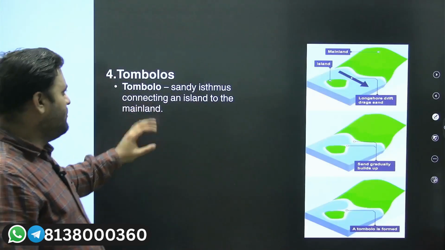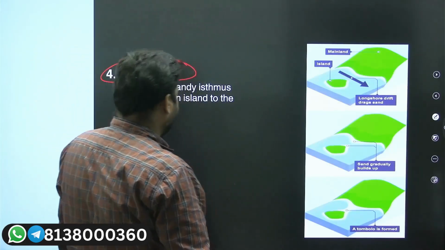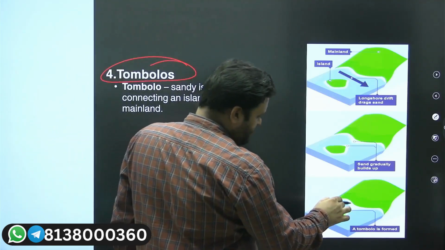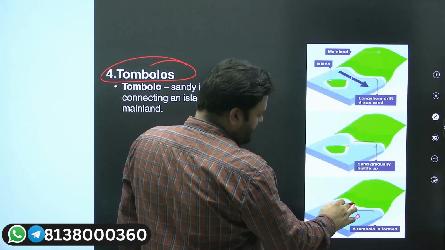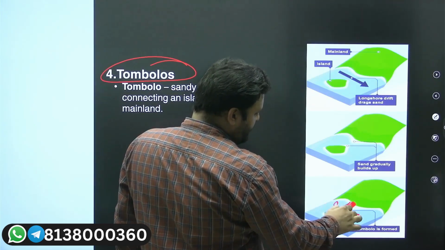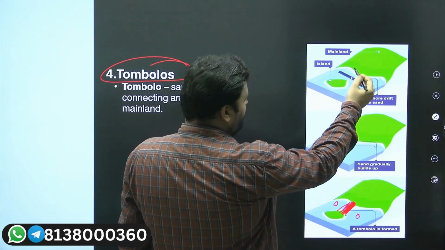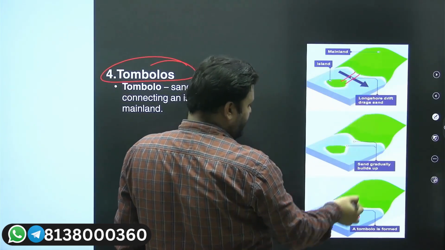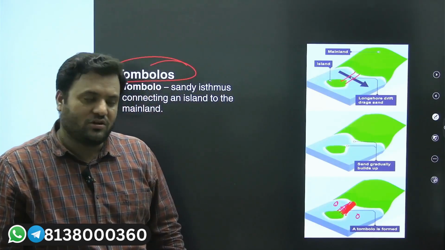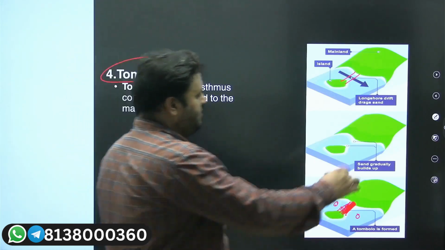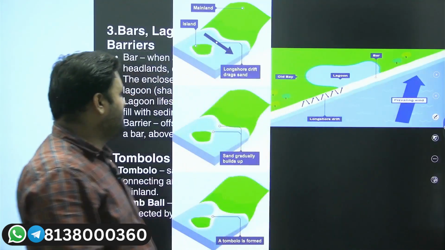Then you will see tombolos. Now, what are tombolos? Tombolos are basically a sandy isthmus, which separates two water bodies and connects the land parts. It is the extended one, connecting the mainland with the island. So that will be called what? Tombolos.